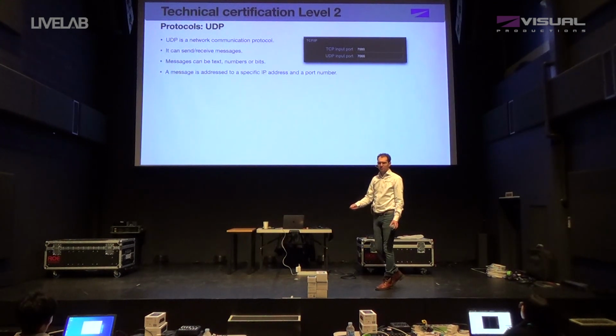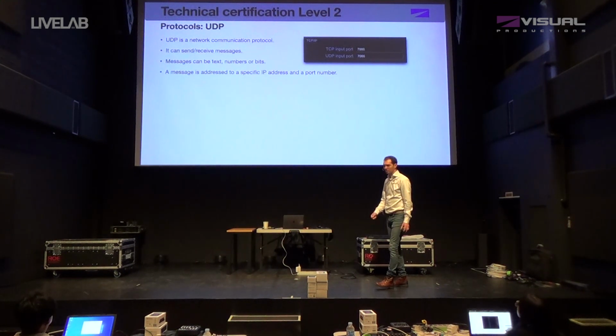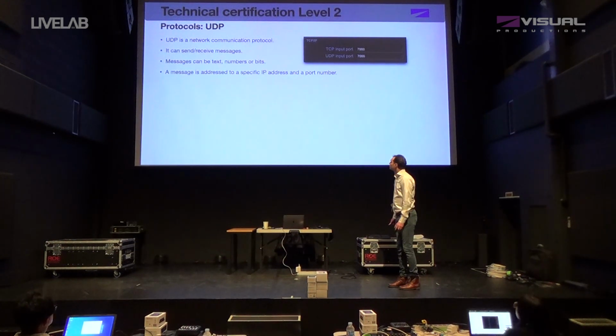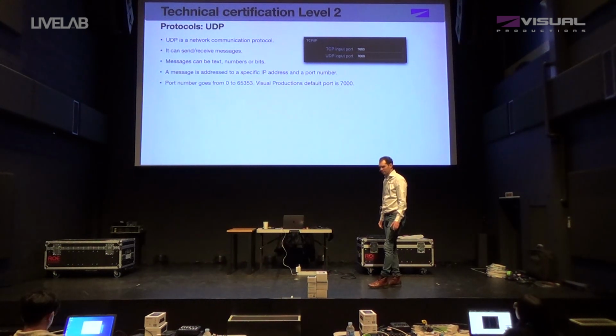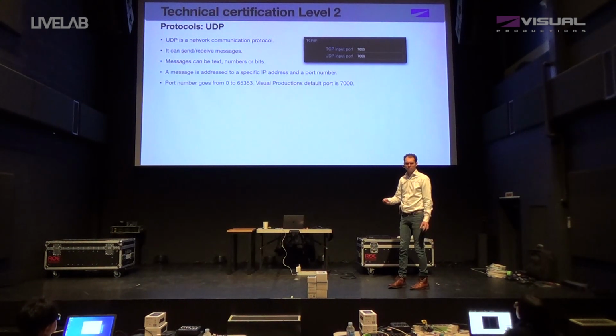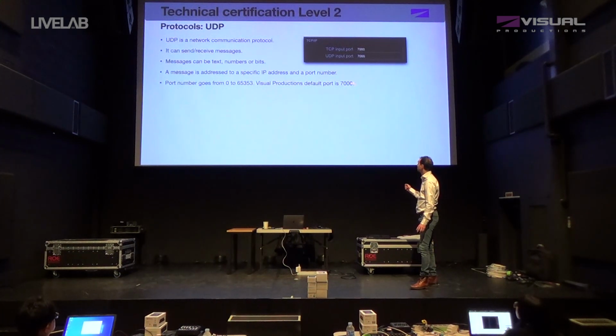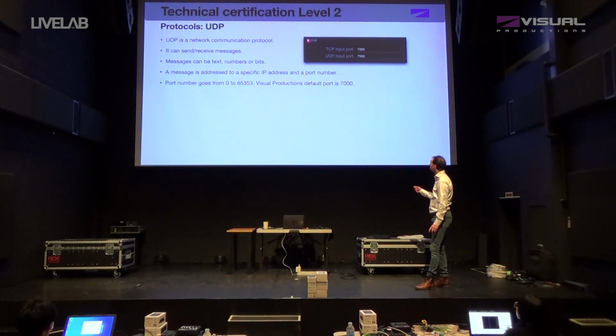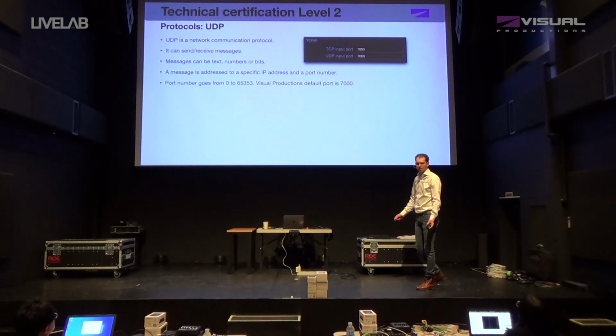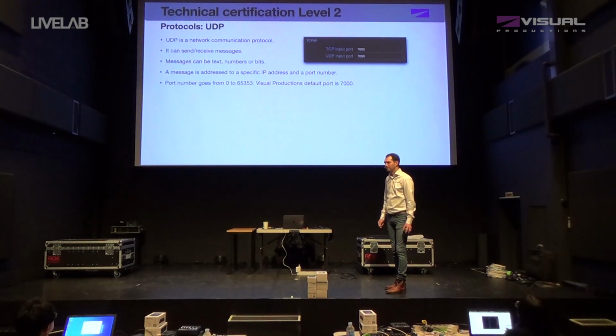So when you send a message, you address it to a specific IP address and a port number. We already talked about the IP address, but the port number is a value between 0 and 65,535. When you want to send a UDP message to a Visual Productions product, the default port will be 7000. But you can use the settings to change it to whatever you want.